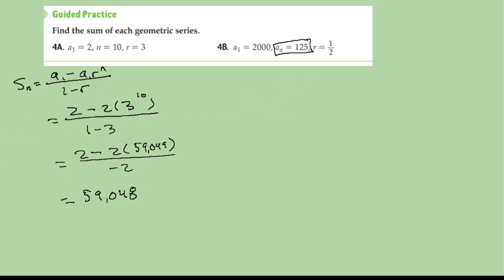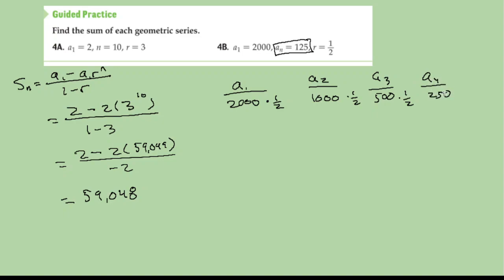Well, first of all, hopefully you realize that you're multiplying. Your r is 1/2, right? So if you're starting with a sub 1 is 2,000, I'm going to multiply it by 1/2, and so my second term is going to be 1,000. I'm going to multiply that by 1/2. My third term is going to be 500. Multiply that by 1/2. My fourth term is 250. 250 times 1/2, and then you get 125. And that's the one we're looking for. So the reason I had to do this is because now I know that n is equal to 5. So now I can put this in my equation.